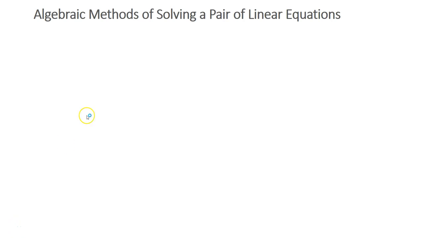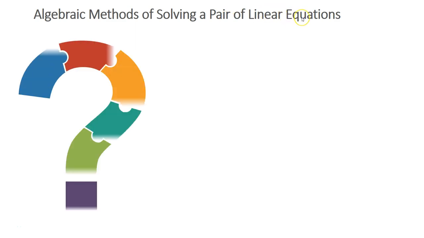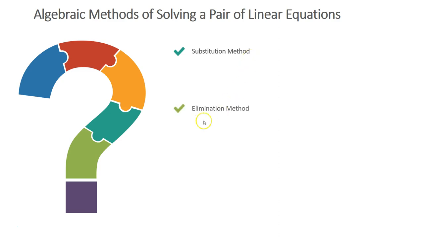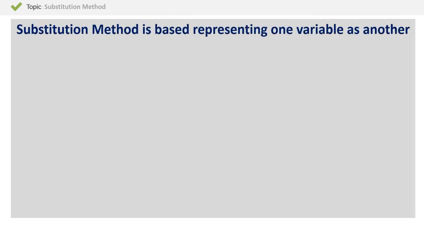In this section, we are going to talk about algebraic methods of solving a pair of linear equations. We'll start with substitution method, then we'll talk about elimination method, then we'll talk about cross multiplication method, and we'll also look into some examples throughout. So let's start with substitution method.